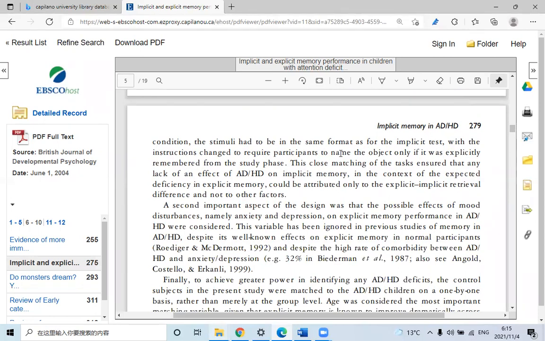Attempt to require participants to name the object only if it was explicitly remembered from the study phase. This close matching of the task ensured that any lack of effect of ADHD on implicit memory, in the context of expected deficiency in explicit memory, could be attributed only to the explicit-implicit retrieval difference. They really want to show a particular deficit in explicit memory.